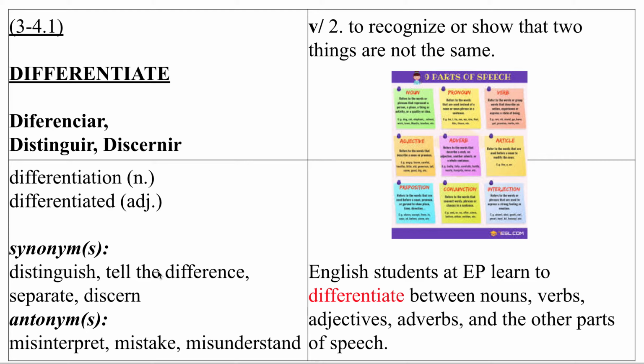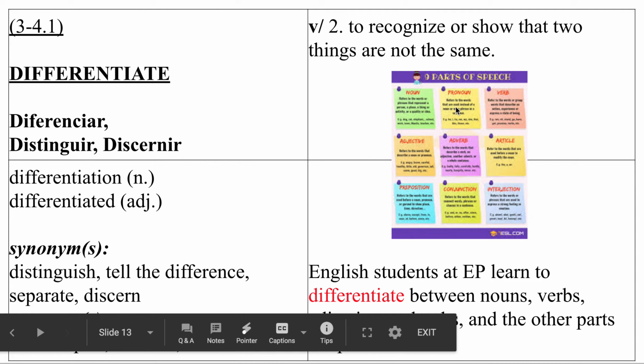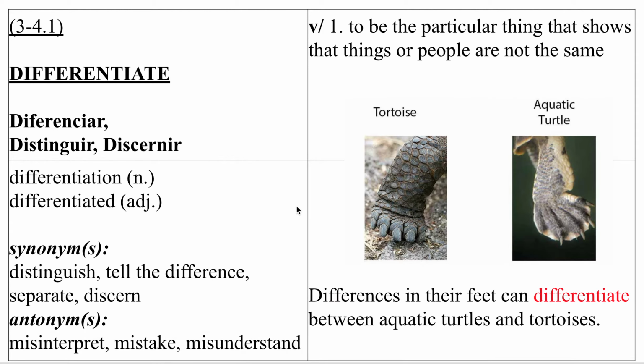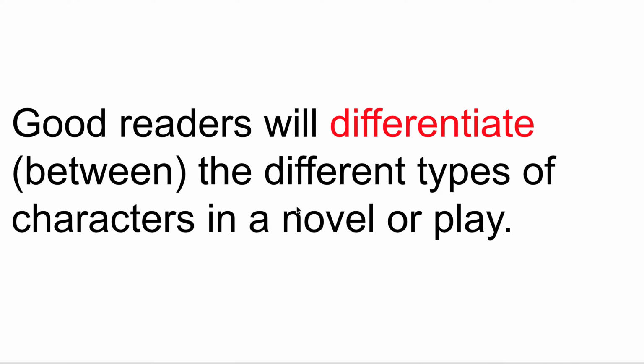English students in our English classes learn to differentiate between nouns, verbs, adjectives, adverbs, and the other parts of speech. And here we have all the parts of speech. So we teach you to differentiate between them, to know what the difference is. And if we go back here, here is another sentence related to English class. And this is what you would copy on your card if you're making a card. Maybe next year, if we're back on campus, you'll be making cards with this.